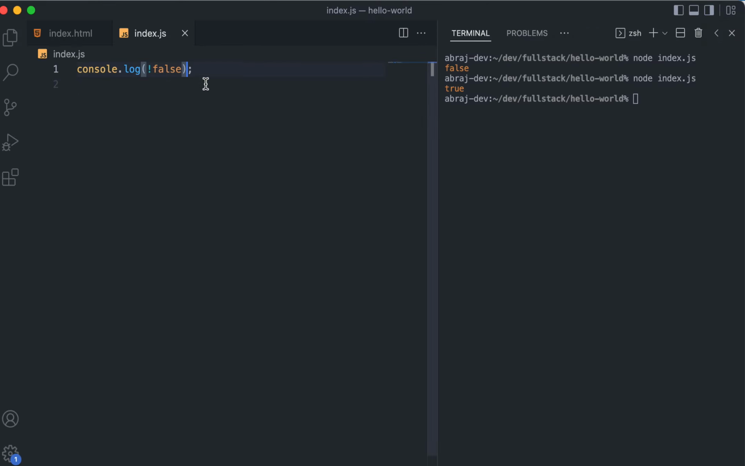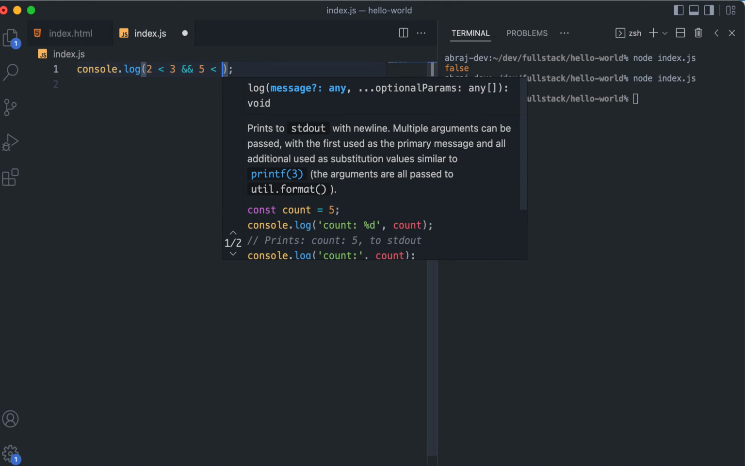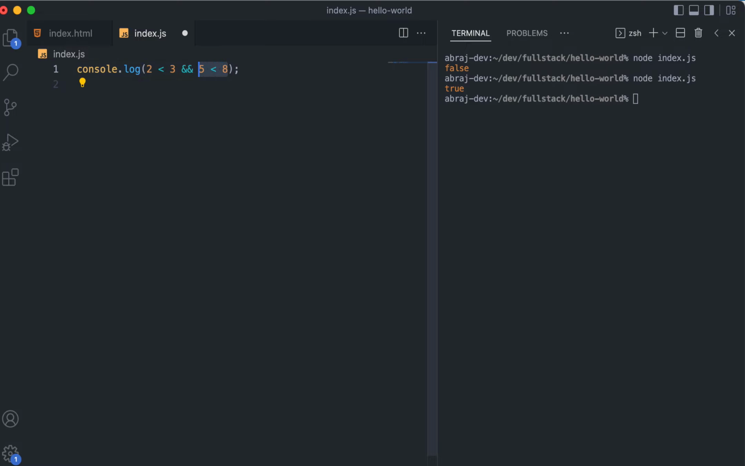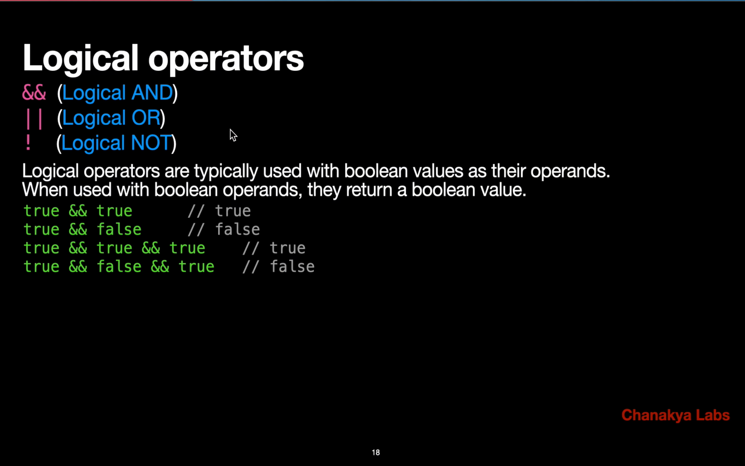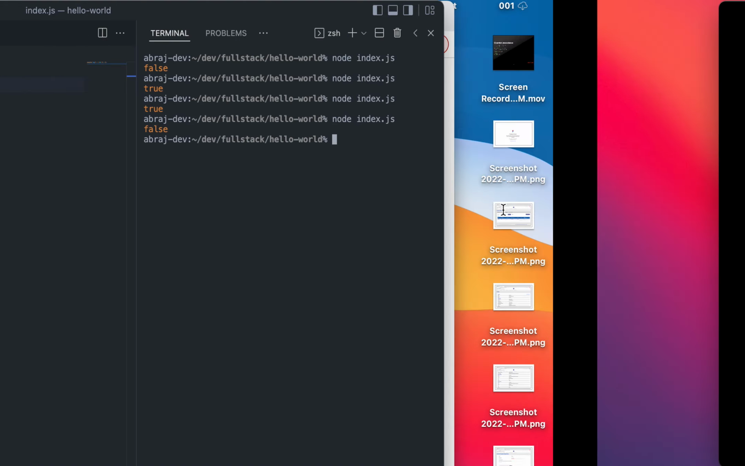So for example, if I write 2 is less than 3 and 5 is less than 8, you see this thing is true and this thing is true, both are true. So ultimately it is coming out to be true and true, and that's why the answer will be true, because both the arguments are true. If any one of them is false, so for example, let's say here I say that 15 is less than 8, this is false. The left side is true, but the right side is false, and that's why the whole expression is false.